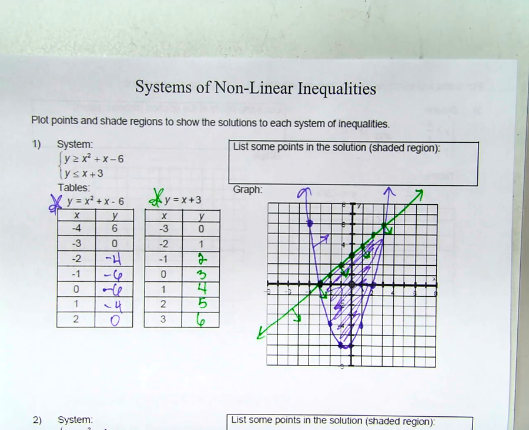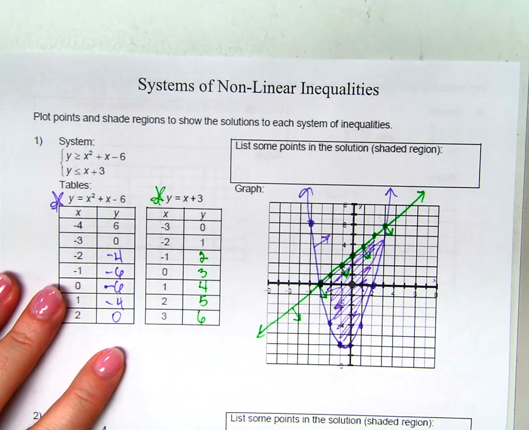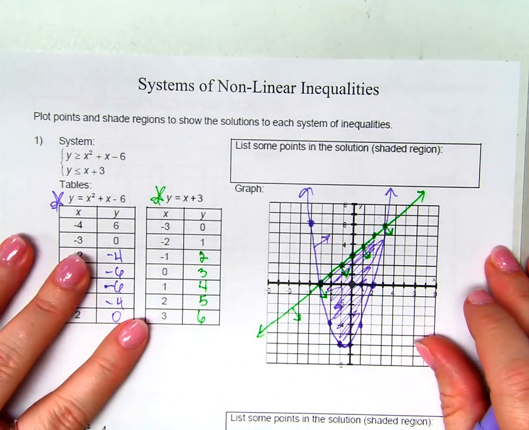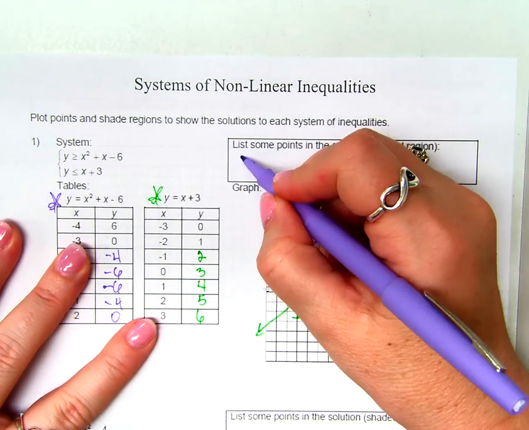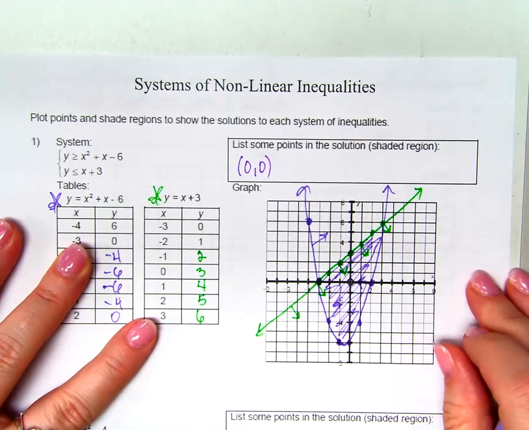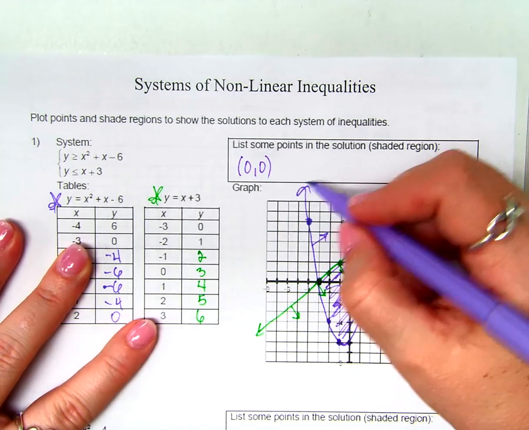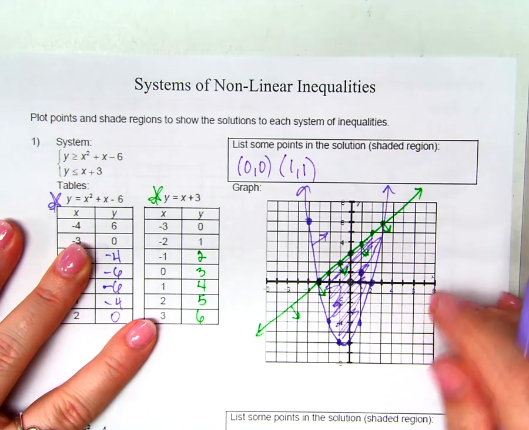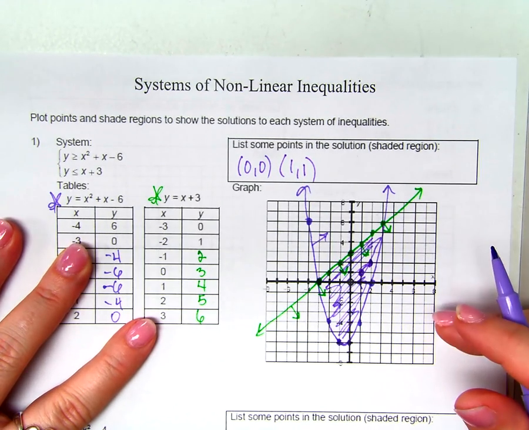Now, how many points are in the solution of this system of inequalities? Infinite amount, okay? I would like you to give me 3. Tell me 3 points that are in the system, in the solution. 0, 0. 1, 1. Is that point in the shaded area? Yes. 1, 1. I think you just like saying 2, 2.